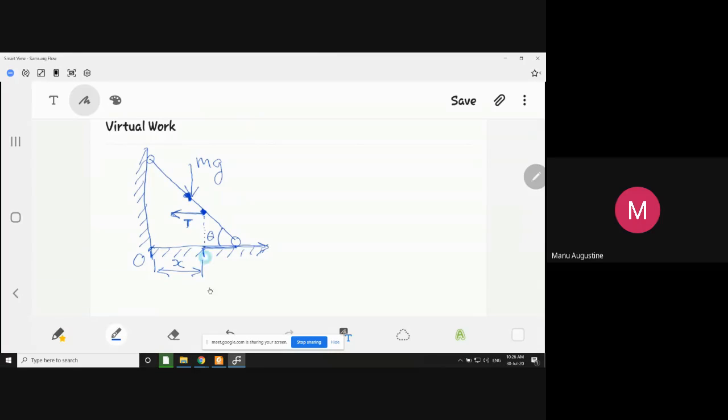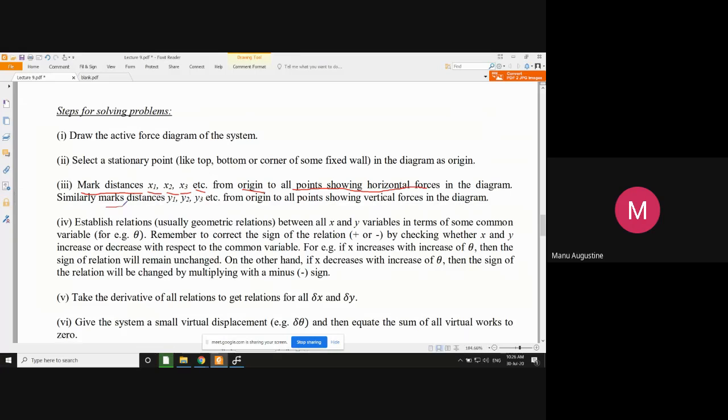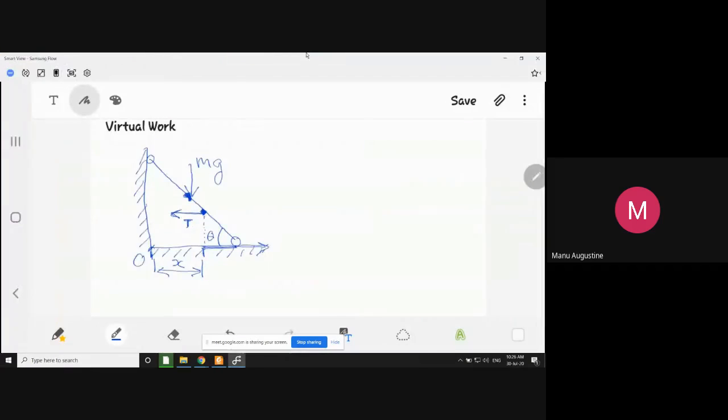And similarly, I have to mark distances y1, y2, y3 from origin to all points showing vertical forces. And let us now see which is the vertical force here. There is only one force which is vertical, that is mg. So I will take the distance of point of application of mg from the origin and name that distance as y. Again, there is no need for me to use y1, y2 because there is only one vertical force. So this step is also completed.